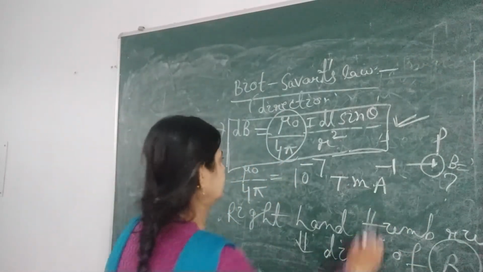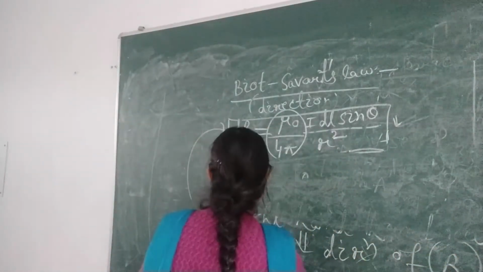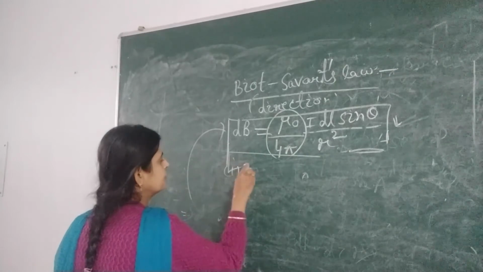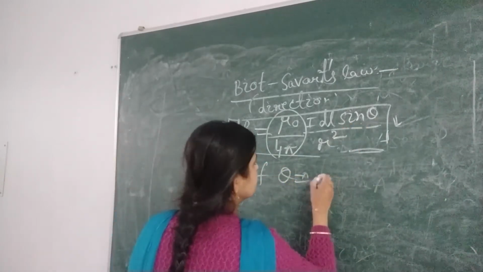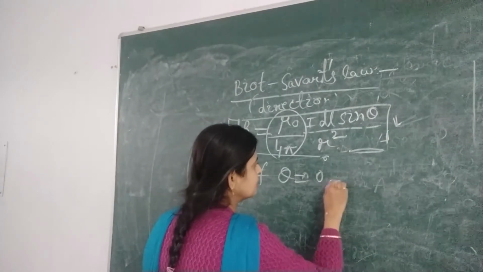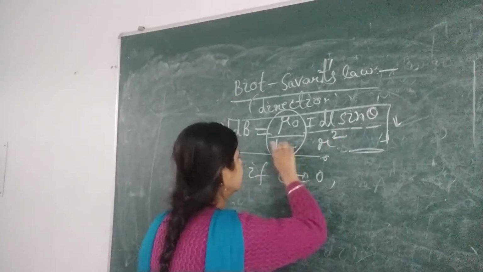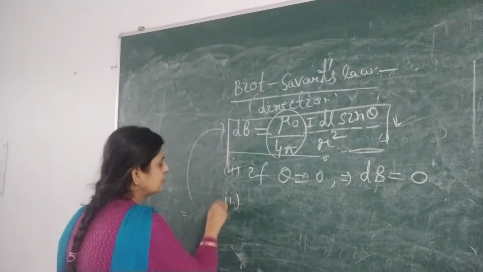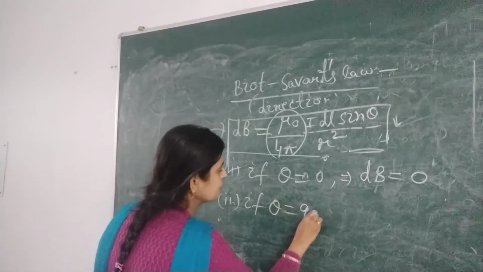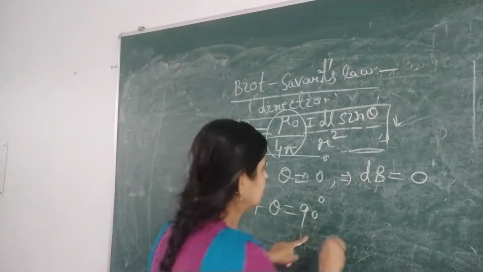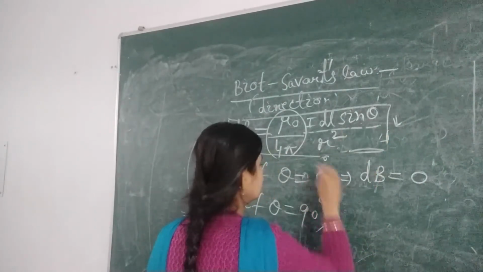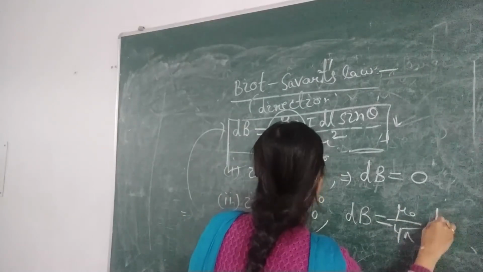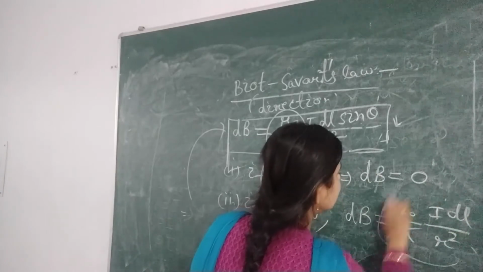Now, another important thing. From this formula, you can say if theta is equal to 0 degree or 180 degree, then the value of sin theta is equal to 0, which means at that time the magnetic field will be 0. If theta is equal to 90 degree, meaning perpendicular, then sin 90 is equal to 1. So at that time the magnetic field will be mu naught by 4 pi into I dl divided by r square, which is the maximum.